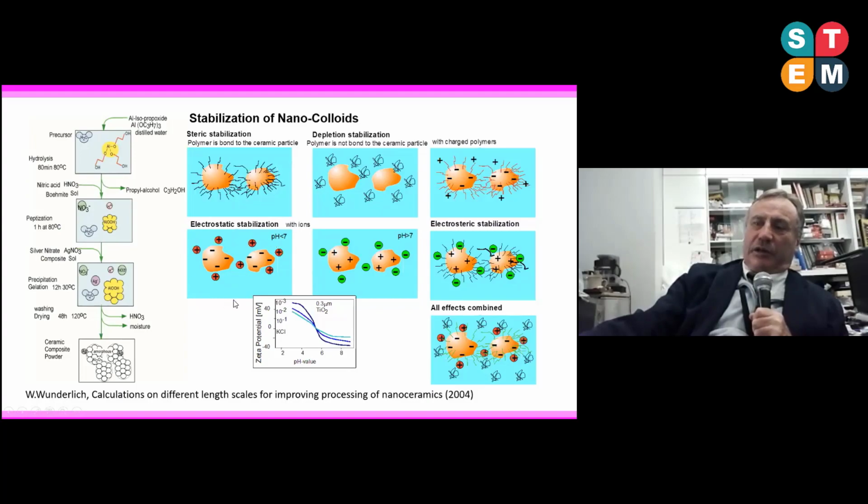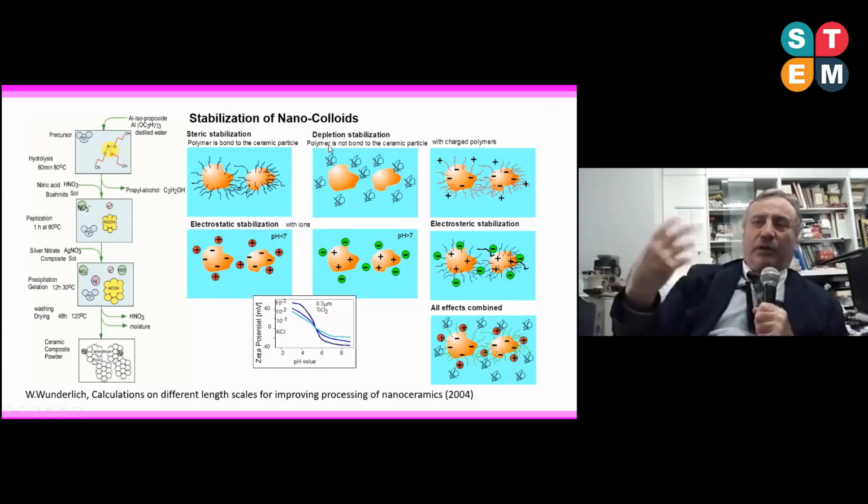In the acid condition, we have a lot of ions, metal ions here, and in the hydroxyl pH of a large value between 7 and 14, you have the minus ions in the solution, and both are good for separating the nanoparticles. Also, this is called the stabilization of nanocolloids.